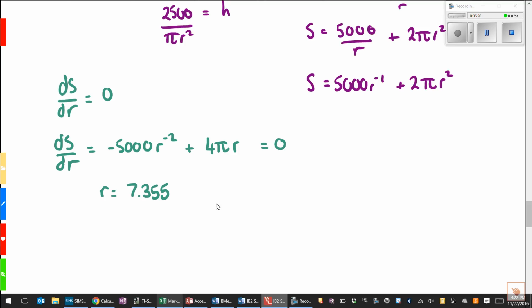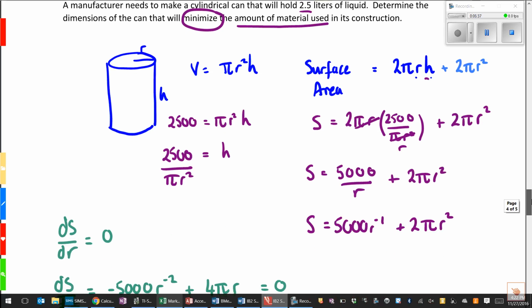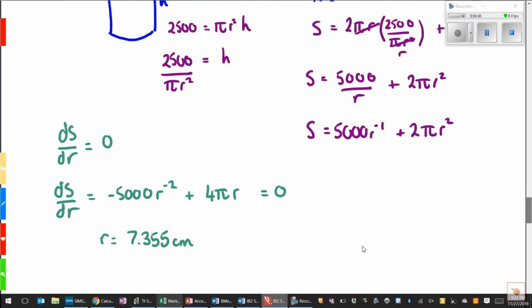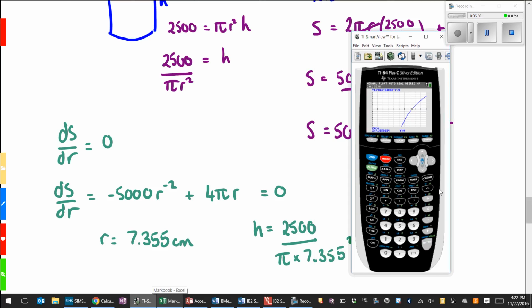7.355 centimetres. So let's just go and check our question. Determine dimensions. So we've got r, but we need to know height. Now height, okay, so h is 2,500 over pi times 7.355 squared. So if we work that out, I've got 2,500 over pi times 7.35 squared. Press enter and I get 14.71.